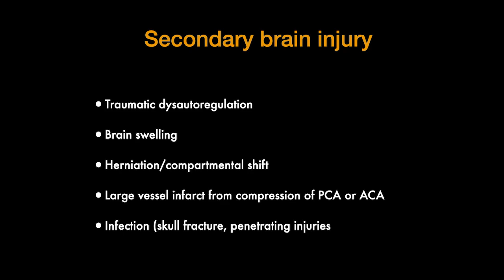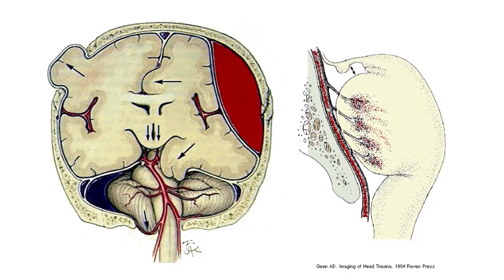Secondary injuries are due to traumatic dysautoregulation, brain swelling, and herniation. Again, large vessel infarcts can occur if the posterior cerebral or anterior cerebral artery are compressed with herniation. And the other secondary brain injury is infection, which can be seen in skull fracture or penetrating injuries. So here is a cartoon which I showed before, showing the different ways that the brain can herniate through the different compartments.